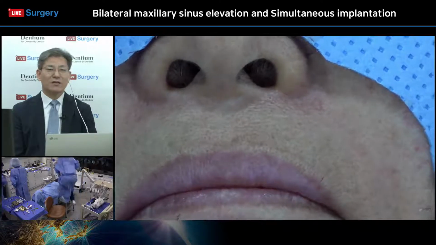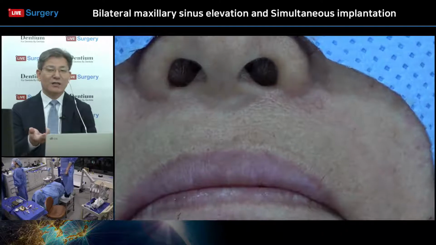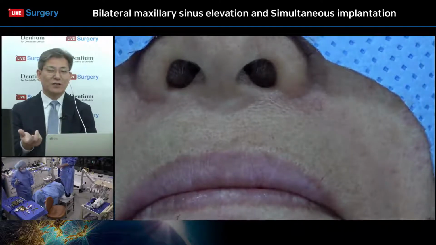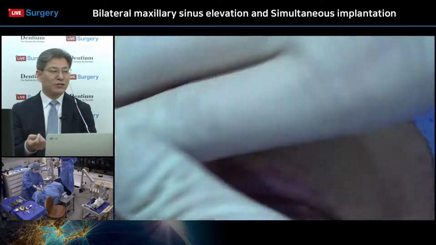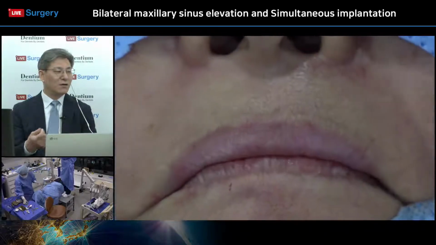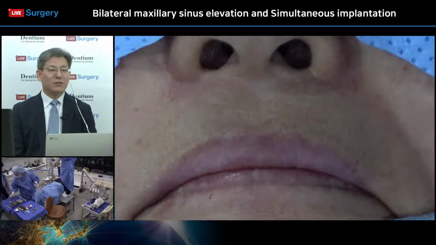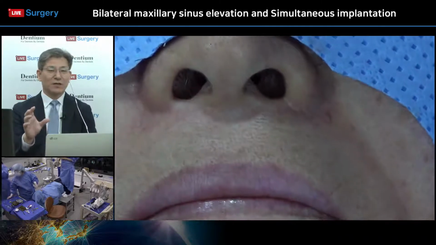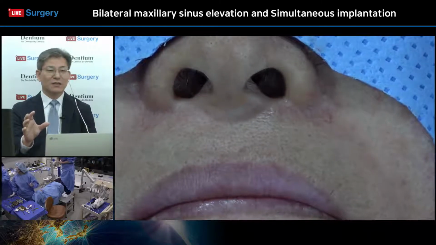Yeah, it means using the bite tray and taking an impression by using impression material. And we got the impression of a scan abutment, a scan data.